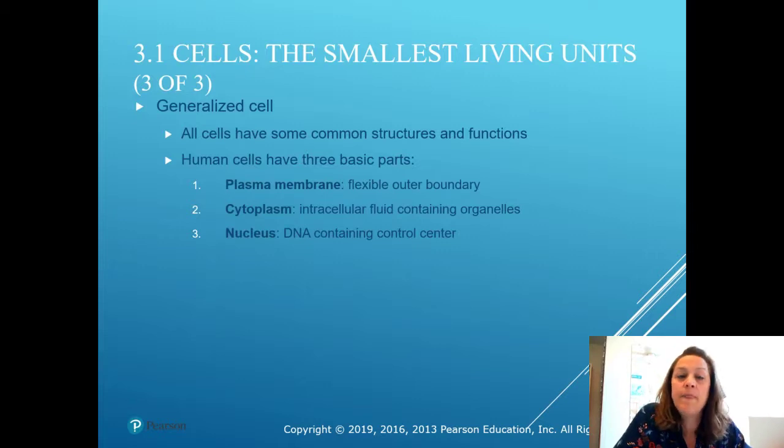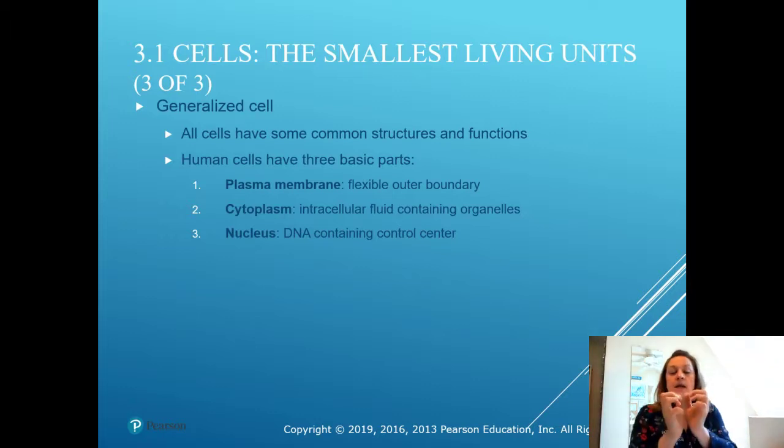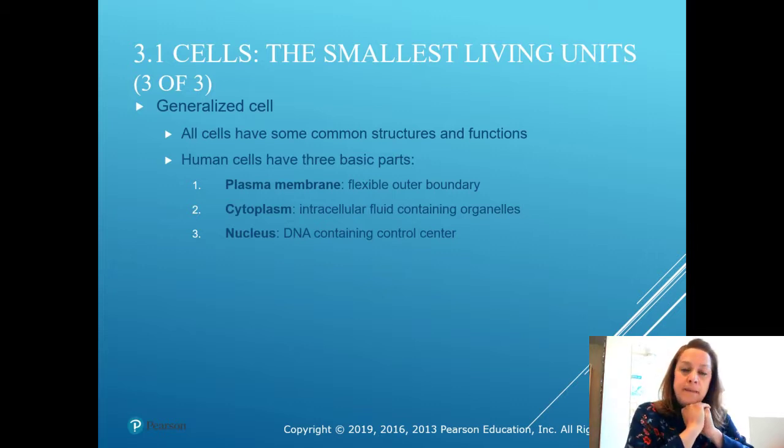So a generalized cell has three things in common, basically what's called the plasma membrane, which is the outside of a cell, the cytoplasm, which, if you thought about the cell as a balloon, the balloon would be the plasma membrane, the air or the water inside the balloon, if it was a water balloon, would be the cytoplasm, and the nucleus is going to contain DNA. Most of our cells have nuclei, with a couple examples of cells that don't have nuclei, but most of them do, and that's where the DNA is stored.